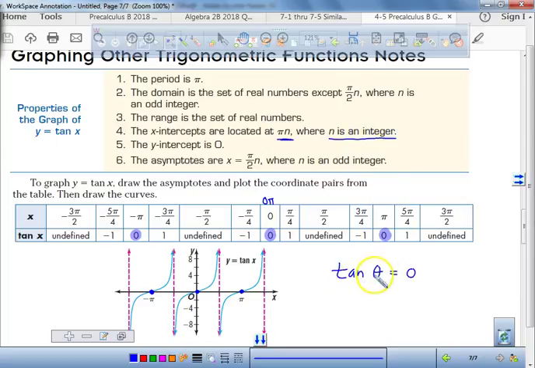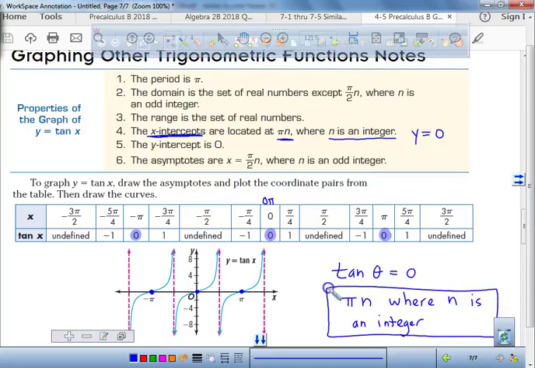So where is the tangent of theta equal to 0? Technically, it's equal to pi times n, where n has to be an integer. Just remember, whenever you see the word x-intercept in any type of situation, an x-intercept is when your y value is always equal to 0. So anytime you see x-intercept, from this moment on until you pass away into the next dimension, your y value will always be 0.